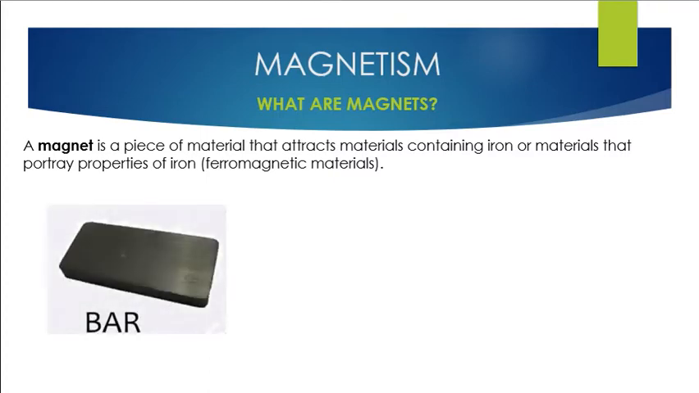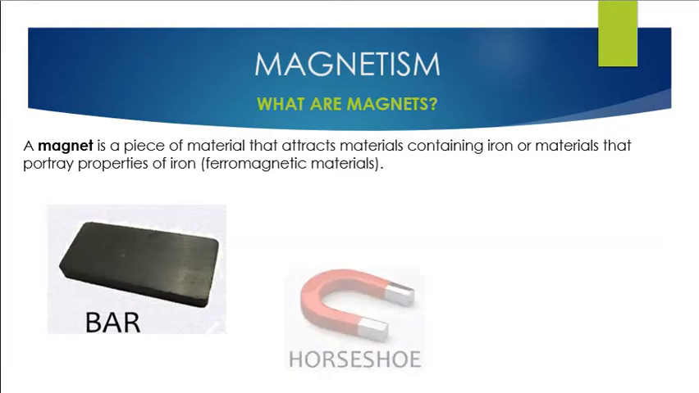The first one is the bar magnet. The bar magnet is very common under the topic magnetism. You'll see why. It's referred to as simple and it's just a bar. Another type of magnet you need to know is a horseshoe magnet, which has the shape of the shoe of a horse.